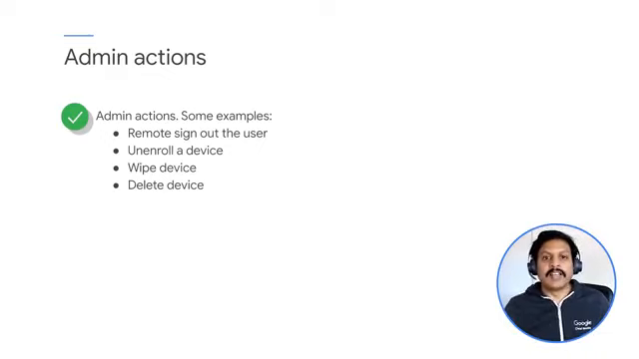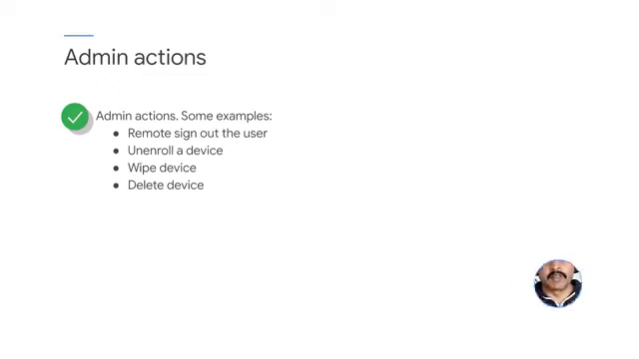Wipe device is another important action that comes in handy in certain security situations. Let's imagine a user left their device in a cab, but the cab company can't find this device. In this case, the device is lost. The administrator can wipe the device. Delete device. This action removes the device profile from your inventory. Please refer to the Google Help Center for the latest list of actions that are available to the administrator.